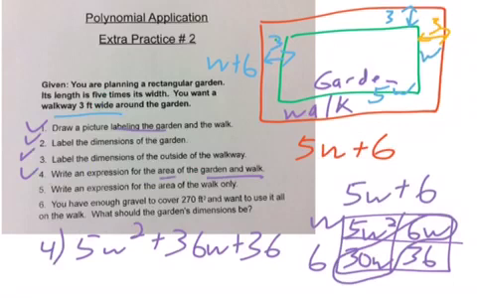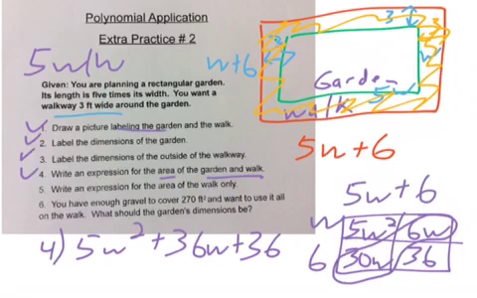So 4 is good. 5 wants just the walk only. So it's just this region. I'm going to shade in here, just this walkway right here. So I take that whole area and I subtract out the area of the garden, and I'm going to find out the area of the walkway. So I already have the whole region. That's this right here. The area of the garden is just going to be 5W times W, which is 5W squared. And I'm subtracting that out.